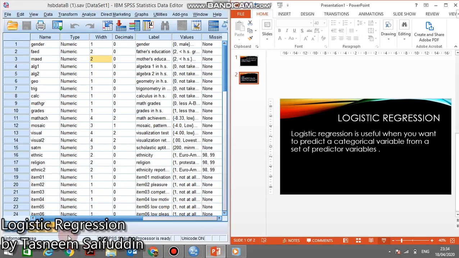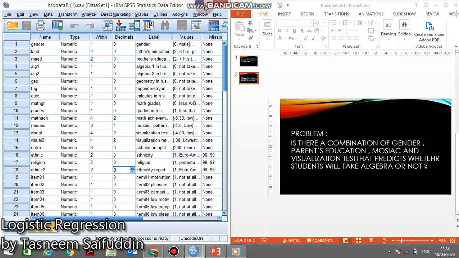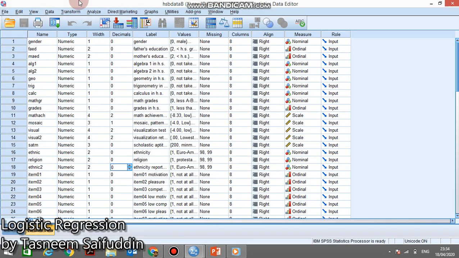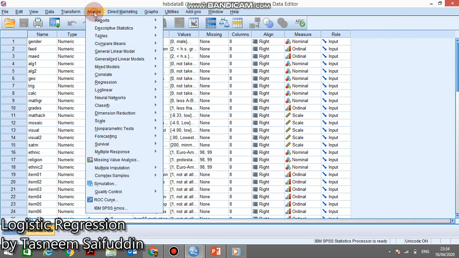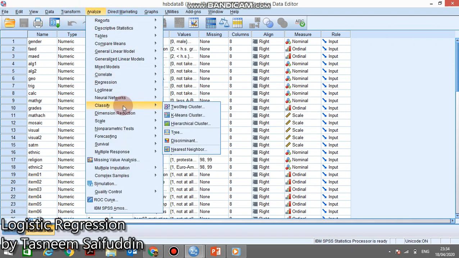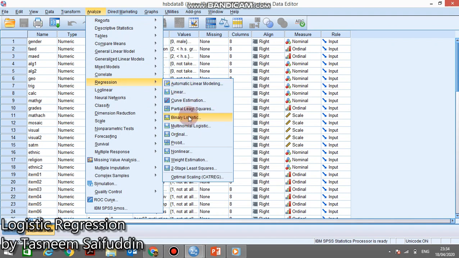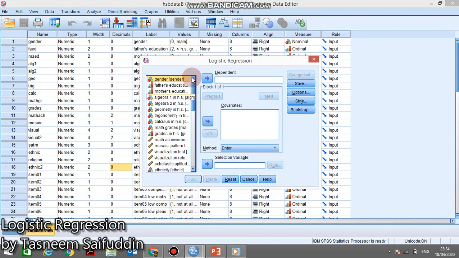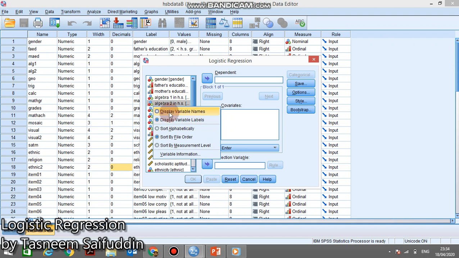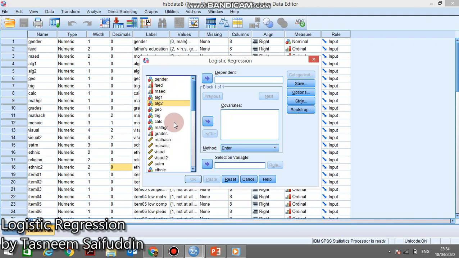Now how we are going to perform that? This is our SPSS window, and coming towards our SPSS data, we are going to click on Analyze, Regression, Binary Logistic. In binary logistic, we have this dependent variable, that is whether the students will take algebra in high school or not. So this algebra 2 will be in the dependent box.